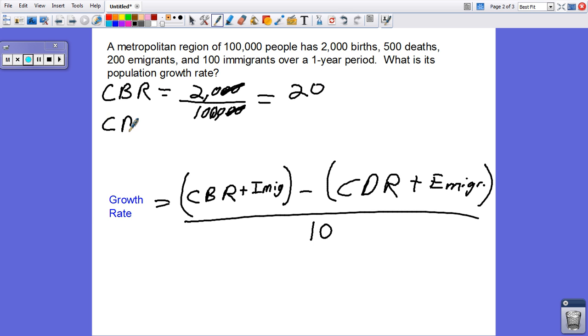Crude death rate equals, let's see, we had 500 deaths. So 500 deaths per 100,000 people in that metro area. So let's knock off a couple zeros to get to 1,000. Knock off those. Knock off those. Is that right? Yep. Equals 5 per 1,000. And then we've got the whole immigration and emigration situation to look at too. Let's do that. So all we're doing is trying to convert this to per 1,000 because those are the units that we talk in.